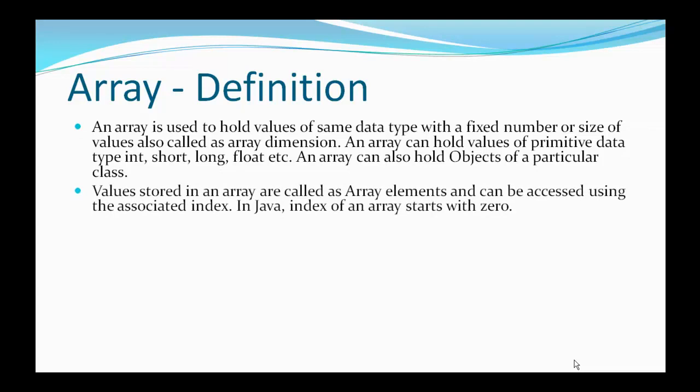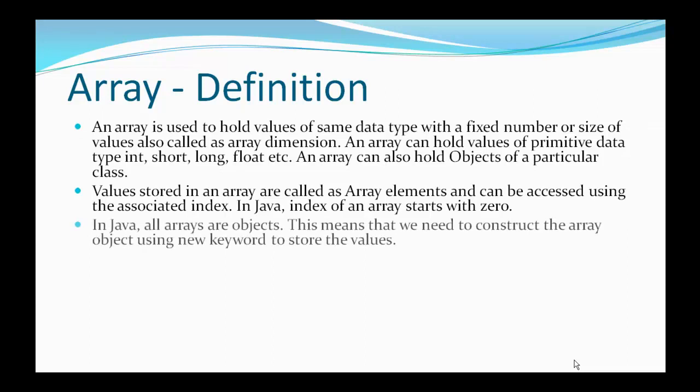The values stored in an array are called array elements, and these can be accessed using associated index. In Java, the index of an array starts with 0. All the arrays are objects, and the array variables are the references to the array objects. Since arrays are objects, we have to construct the array object using new keyword to store the values.